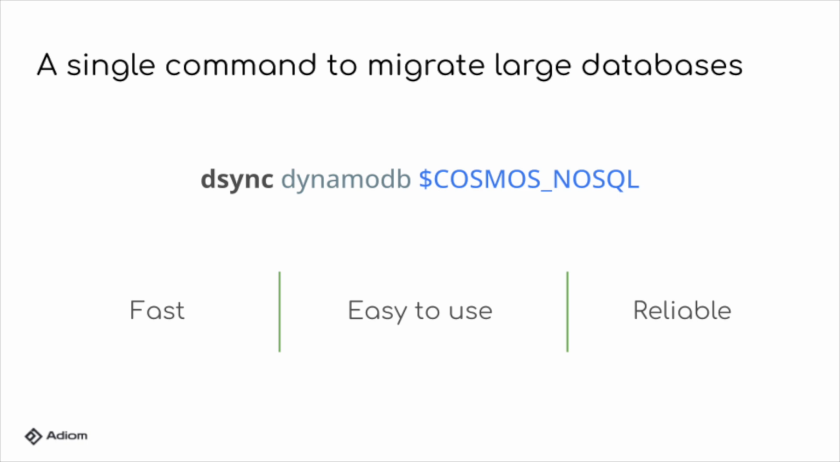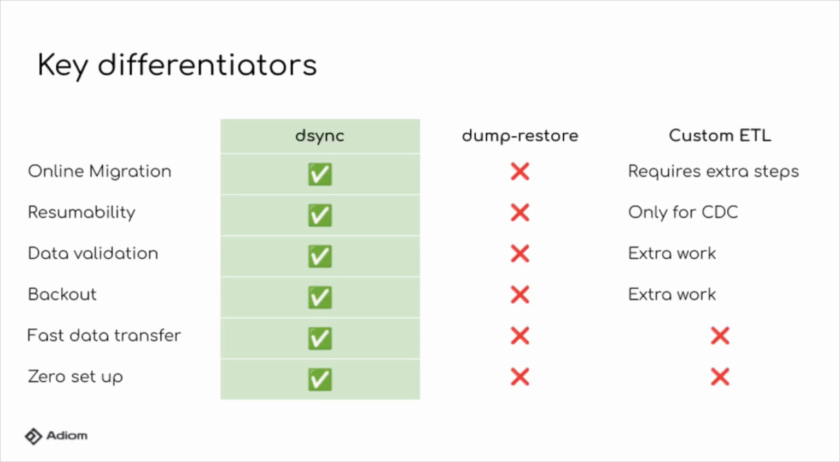Dsync is an open source database migration tool that we at Adiom develop and support. It allows you to streamline an otherwise complex database migration process from Dynamo to Cosmos DB. You can now run it as a single command. Dsync supports all the common functionality required for live production migrations without needing the user to perform any complex infrastructure setup, write custom scripts, or code.